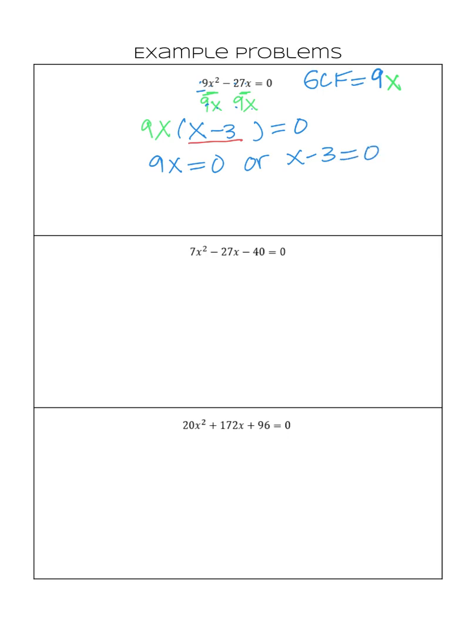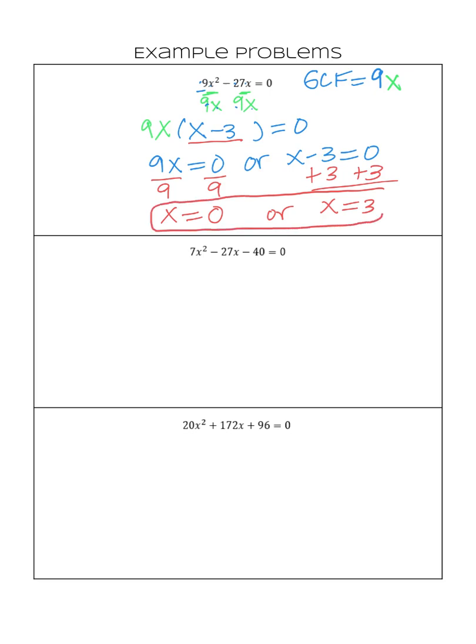Now, up until now, the greatest common factor has just been a number, and when we set it equal to 0, it didn't make sense. But in this problem, the greatest common factor isn't just a number, it's a number and a variable. So that means we can solve. So I'm going to divide by 9, and I will get x equals 0, because 0 divided by 9 is 0. In the second factor, I'm going to add 3 to solve for x, so I get x equals 3. So I have two solutions, 0 or 3.